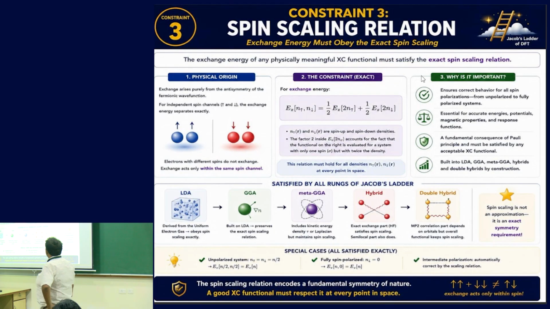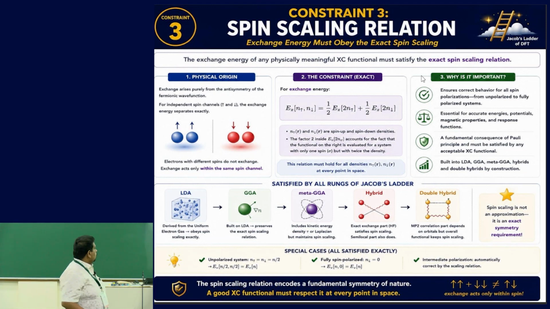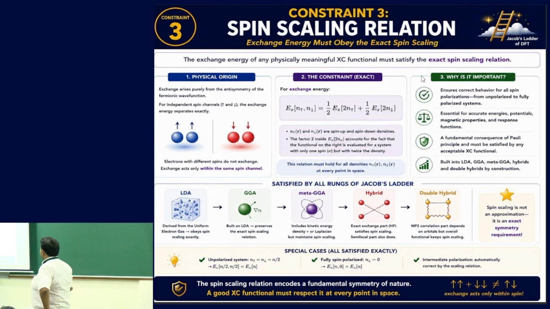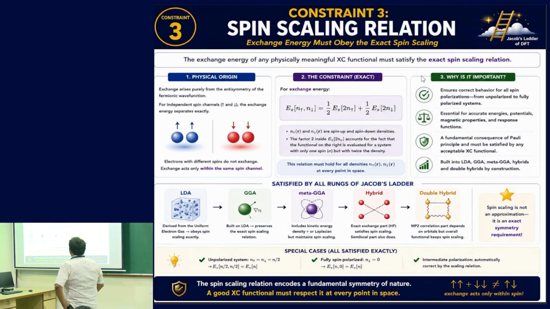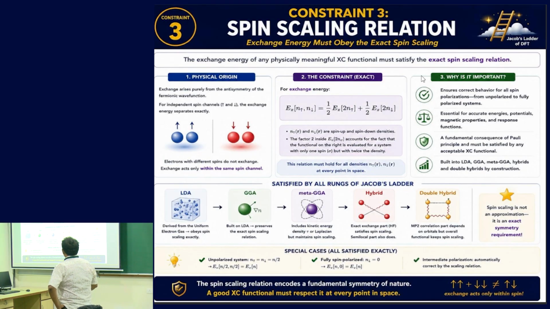What is next? Then the spin scaling relation. Here you consider the local spin density approximation, or spin polarized calculation, whether a system is polarized or unpolarized. If you write down this exchange energy in terms of the spin polarization, with the up spin and down spin densities, the exact constraint gives these conditions.